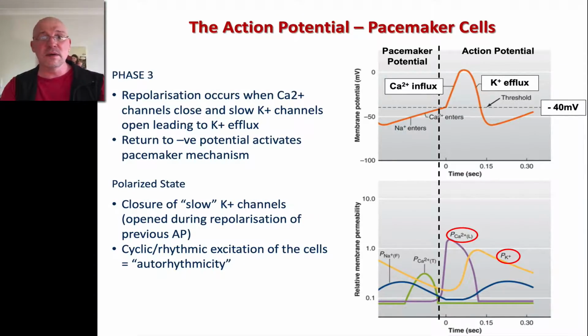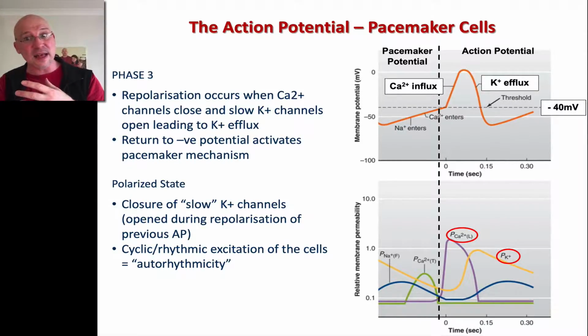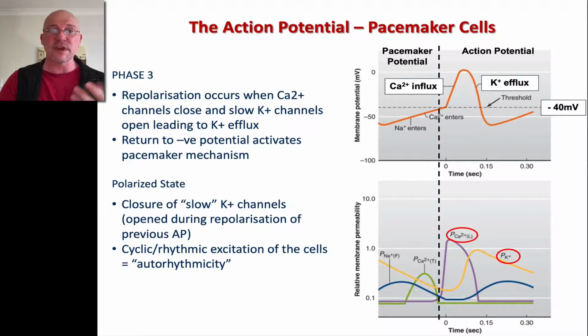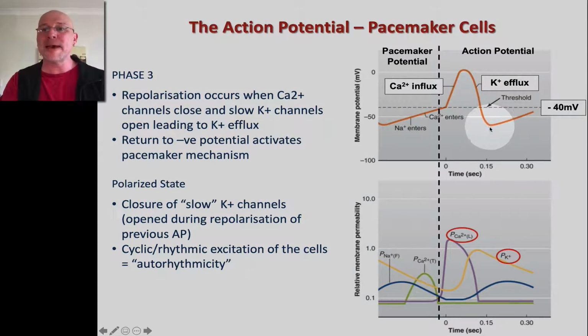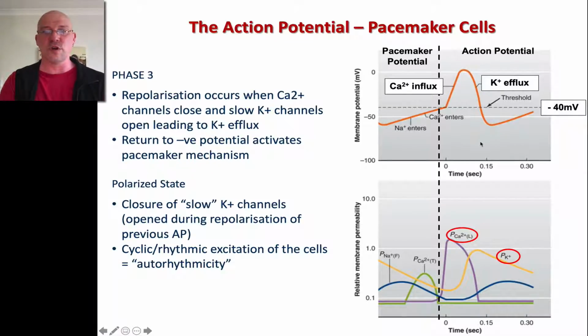So in phase 3, we get our repolarization when the calcium channels close and the slow potassium channels open, so we start exiting some of our potassium efflux. We get more potassium leaving the cell, so more positive ions leaving the cell means the inside becomes more negative. And then we get down past this depolarization threshold, back down to about minus 40, minus 50 or so, a little bit further, and our pacemaker cells reset and the funny channels reset and they're able to start working again.